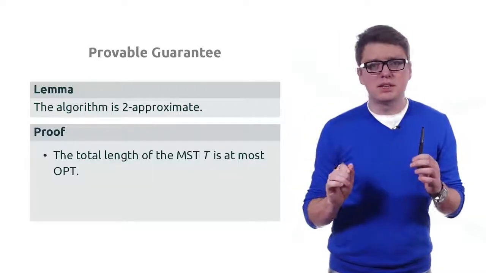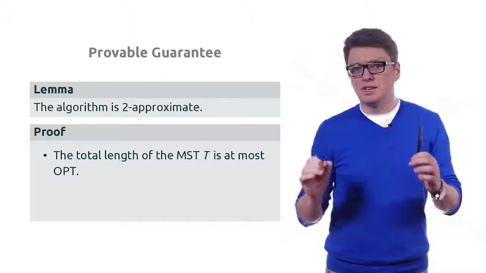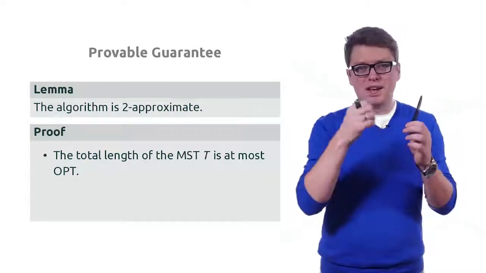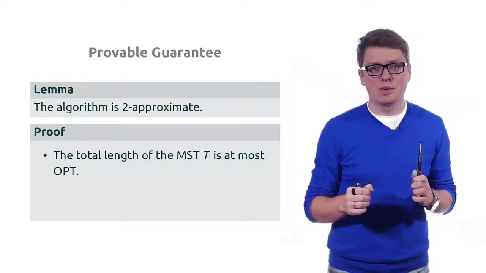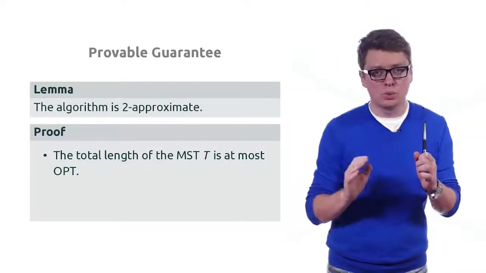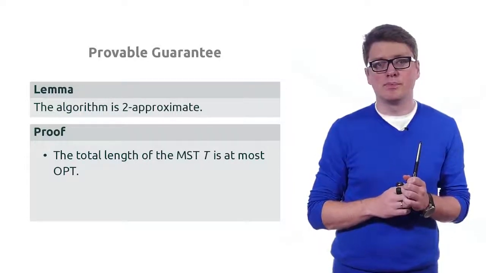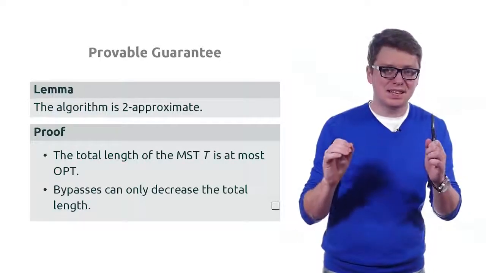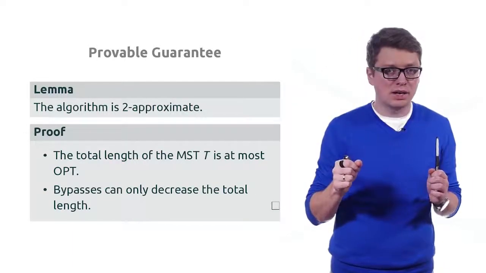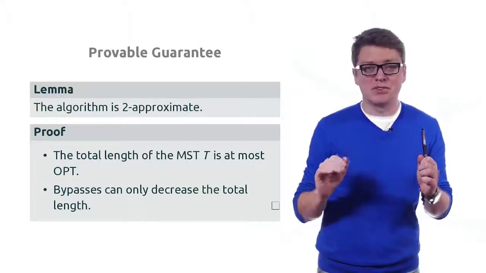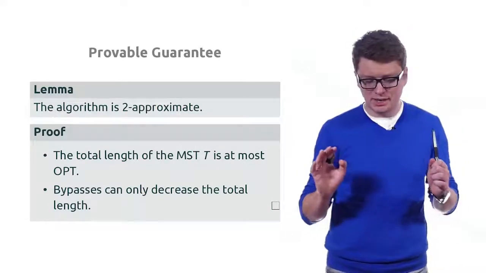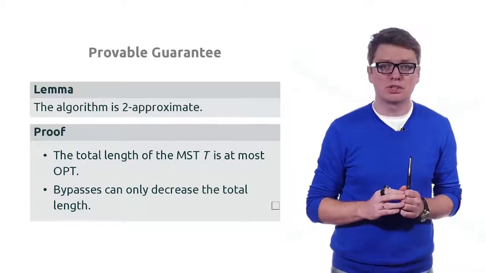So we already know that the weight of the minimum spanning tree is at most the weight of the optimum solution, which means that when we double every edge of our graph, we get a set of edges whose total weight is at most 2 times optimum. At the last stage of our algorithm, we do some bypasses of our cycle. Since our instance is metric, we can only shorten the length of our cycle at this point. Which finally proves that this algorithm is 2-approximate.